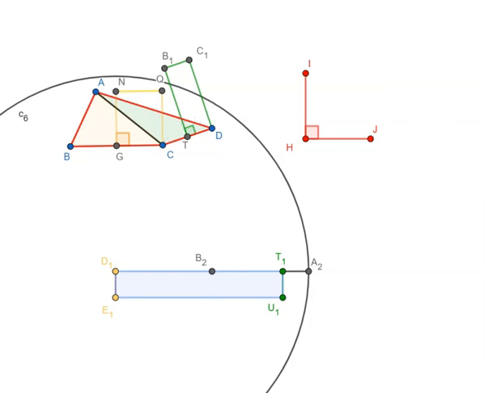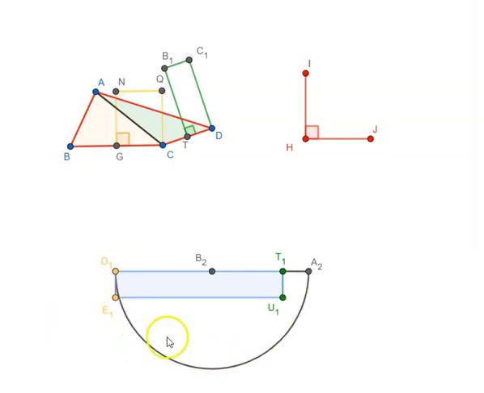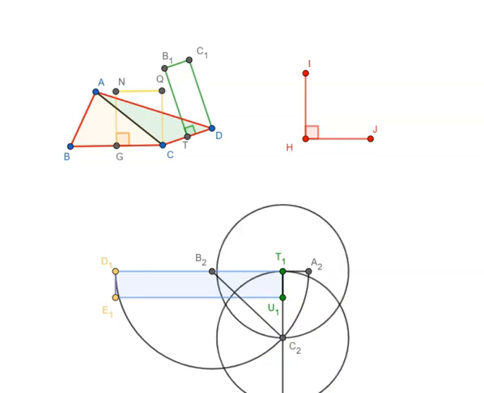Let's remove all these elements. The next part of the construction is we draw a circle. A semicircle is enough, with center at B2 and D1 A2 as the diameter. And we extend T1 U1 so that it intersects this semicircle. And we mark the point of intersection, and we join B2 C2. Now we have to build the square on T1 C2. Again, we know how to build the square.